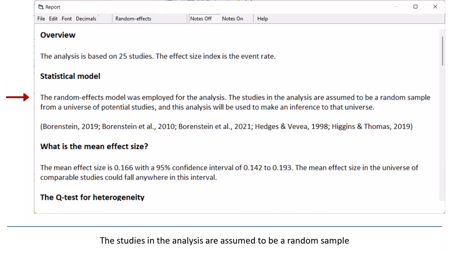The studies in the analysis are assumed to be a random sample from a universe of potential studies, and this analysis will be used to make an inference to that universe. What is the mean effect size? The mean effect size is 0.166 with a 95% confidence interval of 0.142 to 0.193. The mean effect size in the universe of comparable studies could fall anywhere in this interval.